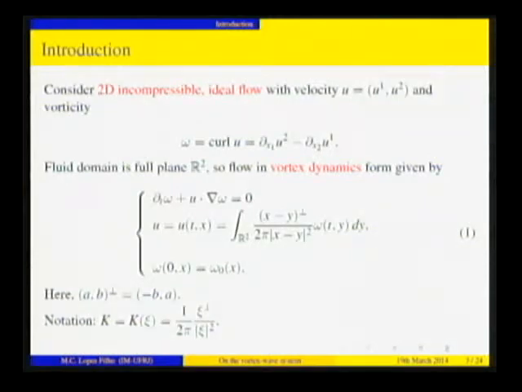...into the vorticity form. I'm working on the full plane, so the Biot-Savart law for the full plane, you've seen it already several times.